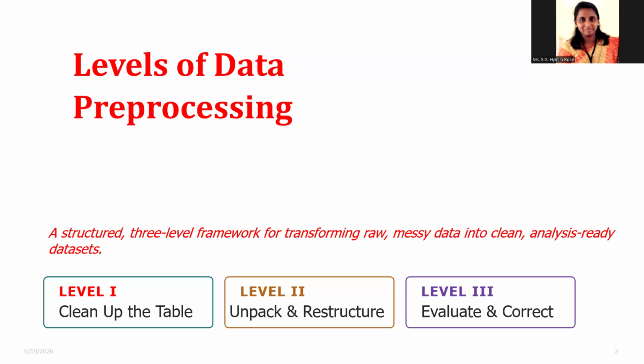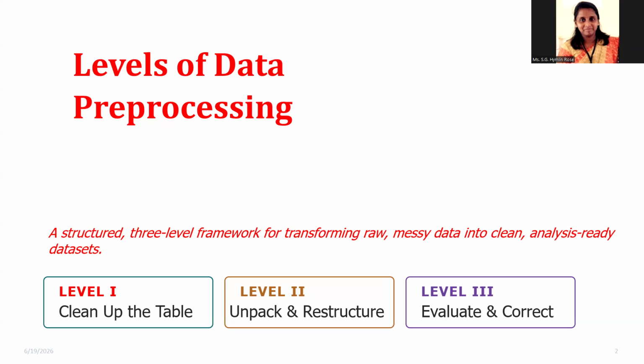So clean up the table fixes the most obvious mechanical problems in the data sets. Level two reshapes the data so that it is structurally suited to analysis, and level three uses domain knowledge to validate and refine the values themselves. This staged approach minimizes errors, lets you work without waste, and produces more reliable analysis-ready data sets.